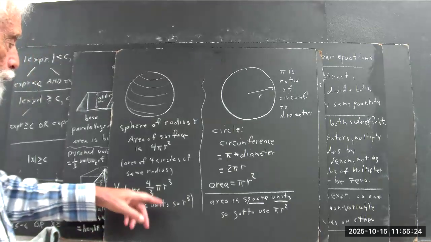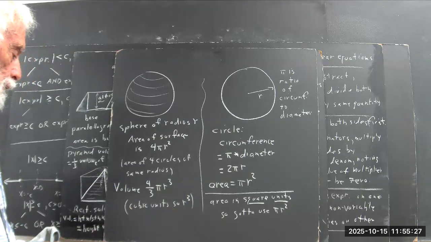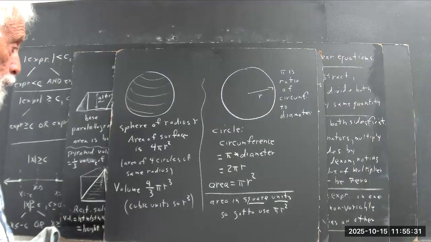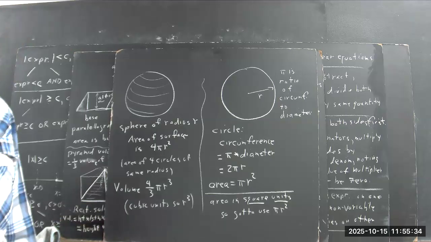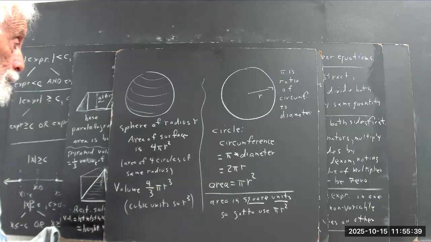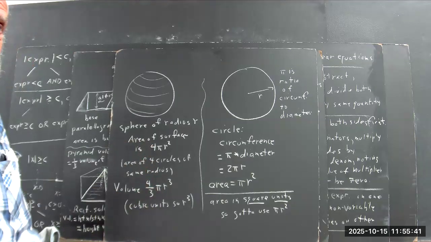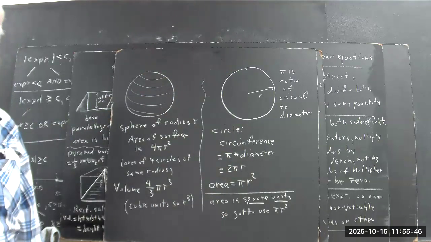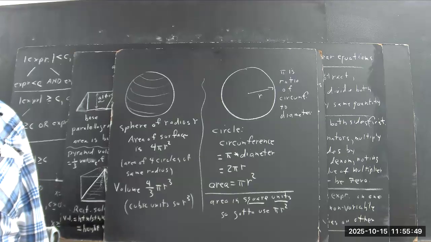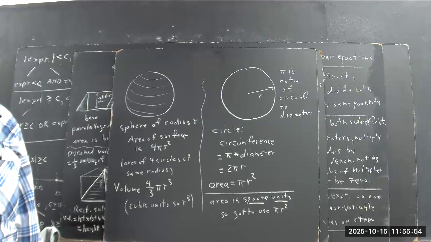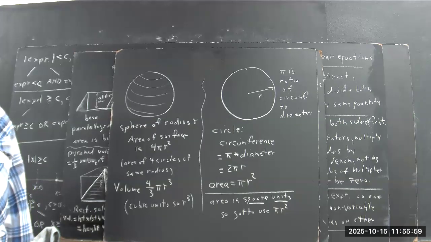Volume's 4/3 pi r cubed. We have cubic units, so it's r cubed. Now, I would not give you that formula, but I might write 4/3 pi r cubed, 4 pi r squared, 2 pi r, just without telling you what they are. So you should know them, you should memorize them. But you might well see them.